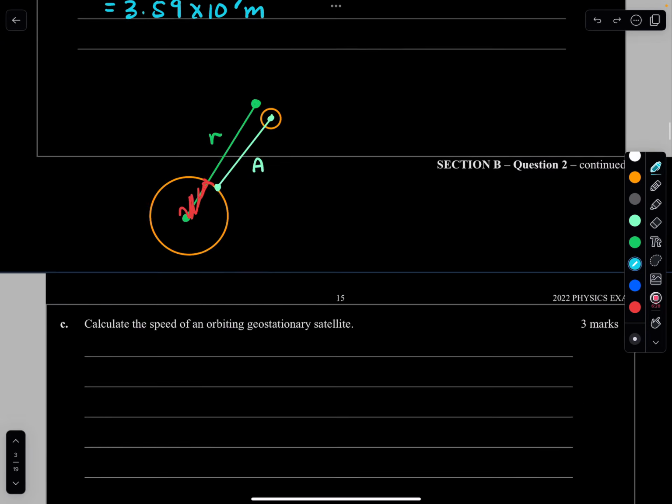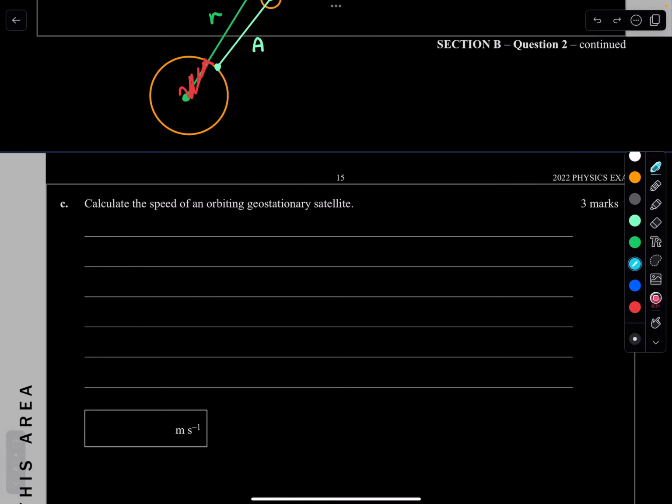Beautiful. So C, calculate the speed of an orbiting geostationary satellite. Easy. So we know to calculate the speed, it's just going to be the square root of GM over R.